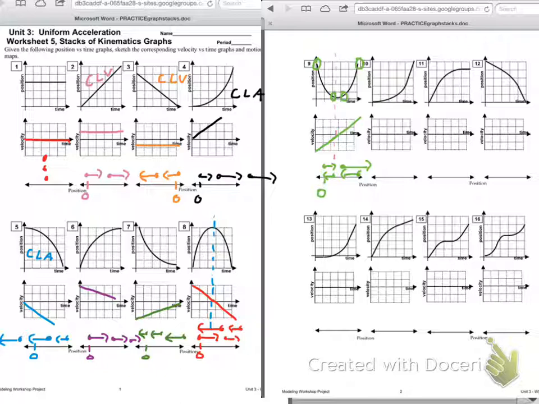Now number 10. This one we can break up into two pieces. This last little bit here is technically, there is a slope there. It's no longer a constant linear acceleration. It is very tough to see.